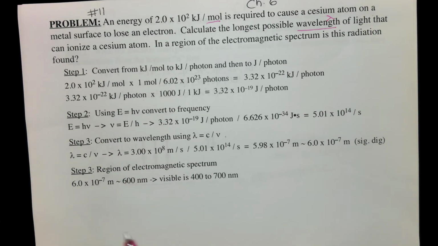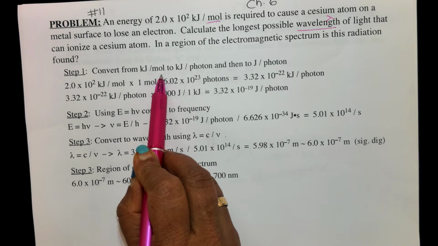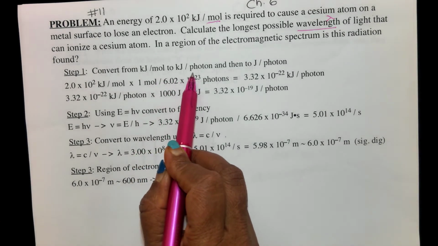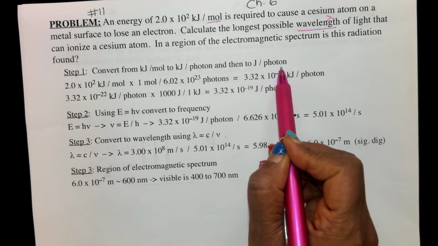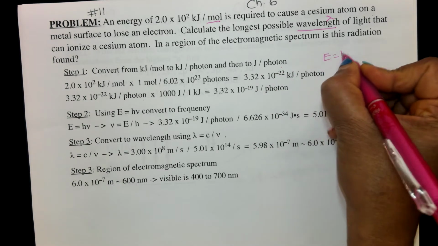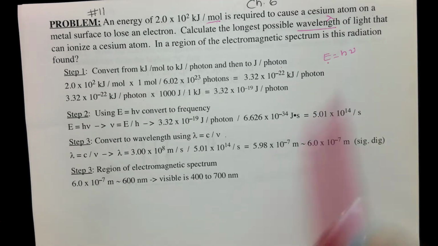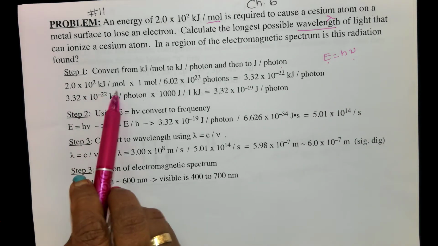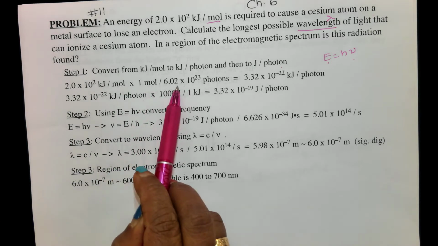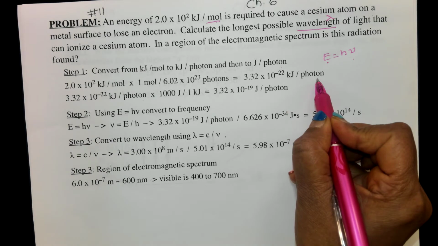So first thing is, this is given in kilojoules per mole, so you need to convert the kilojoules per mole to kilojoules per photon and then to joules per photon, because when we are using the formula of energy equals h times frequency, this is an energy of a photon, not per mole. So, 1 mole has 6.02 times 10 raised to 23 photons. So now you have kilojoules per photon.